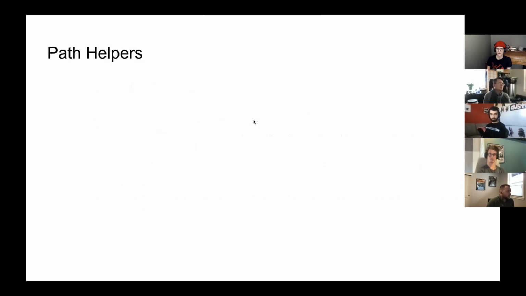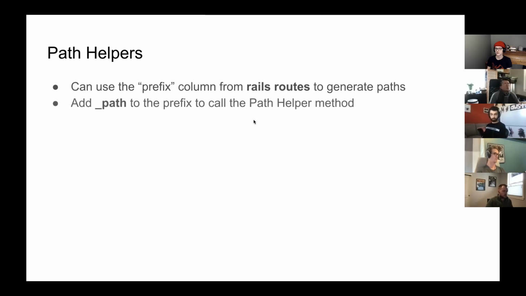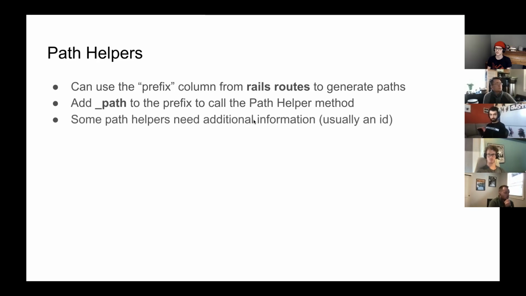Cool. So if there are no more questions about the resources syntax and namespace and all that stuff you are experimenting with, then we'll move on to path helpers. This is where we get into the idea of the prefix, that first column that we see when we run rails routes. We can use this prefix to generate paths, and this allows us to add an underscore path to the prefix in our code, and this will call the path helper method. So now instead of writing out the whole string of the path that you mean to call, we can use these helpers that Rails gives us for easier and more reusable syntax.